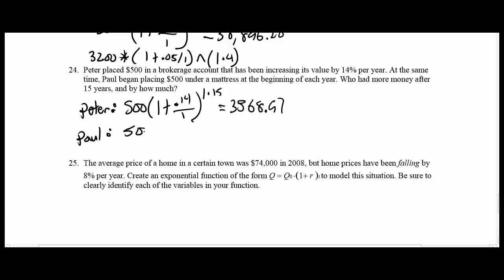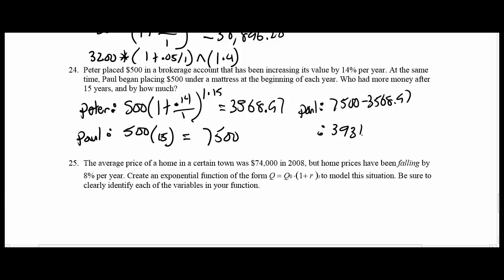Paul, on the other hand, just kept every year he'd place more money under his mattress. So we put $500 each year, so 500 times 15 is 7,500. Now, if Paul added money to his account, he'd actually make more money in the end, but that's not what it said in this question. So the last part is who made more and how much. So Paul made more, and if I subtract those two numbers, he made $3,931.03 more.